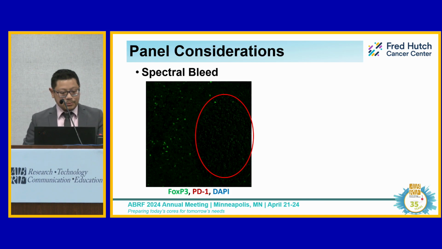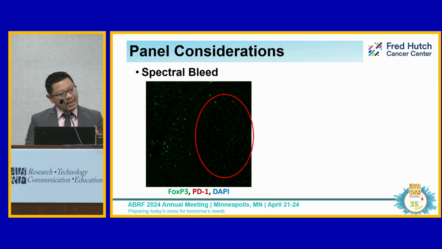Right, so sometimes this is okay. If the bleed is not that much, you can still sometimes analyze it or turn down the gamma on your viewing software to eliminate that staining. Also, obviously, FOXP3 is nuclear, PD1 is membranous, so you can also do that math.